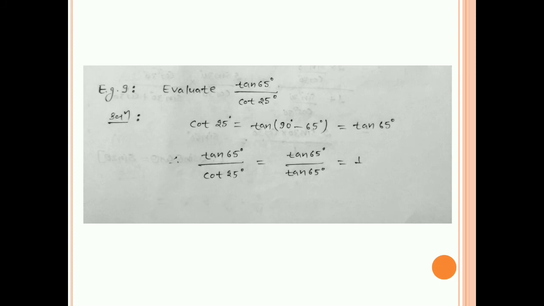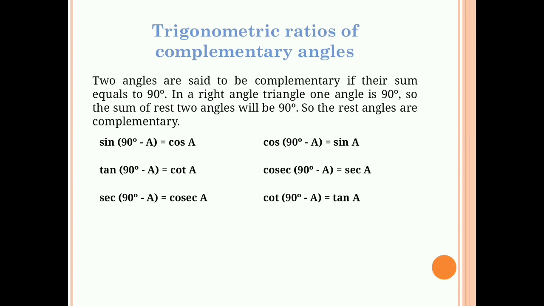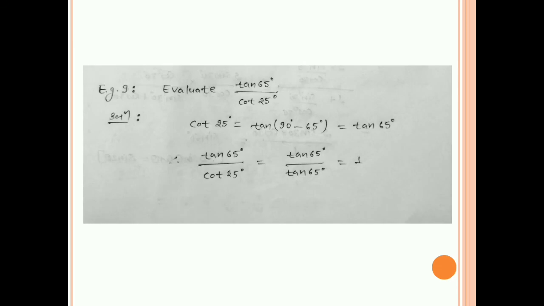Sorry, it will be cot(90 − 65). If we subtract 65 from 90, we get 25, so cot(90 − 65) will be cot 25. And since cot(90 − θ) gives tan θ, cot(90 − 65) will be tan 65. So we can replace cot 25 with tan 65. So tan 65 upon tan 65 will be 1.